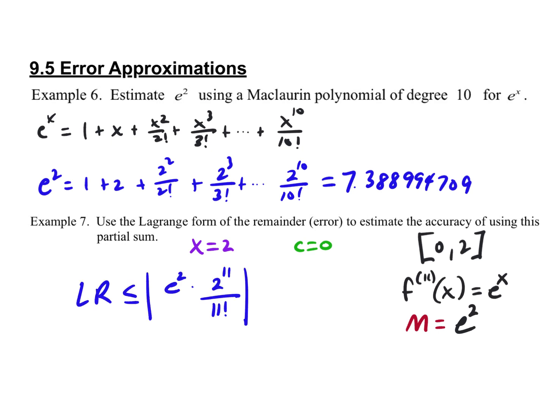Okay, so here's where my Lagrange error bound is, and he will use LR, Lagrange remainder. It is less than or equal to the absolute value of e squared. That's the maximum. I could have extended it and gone over the whole thing, that would have been fine. Whatever. Times 2 to the 11th, because again, it's the next term, over 11 factorial. Everything is always the next term when it comes to remainder and error bound.